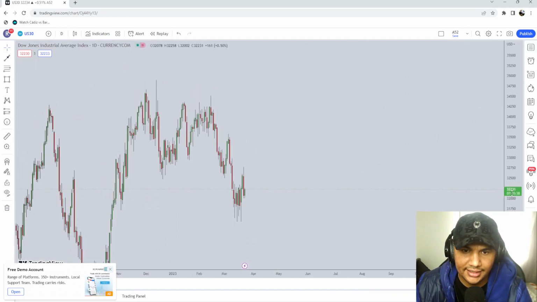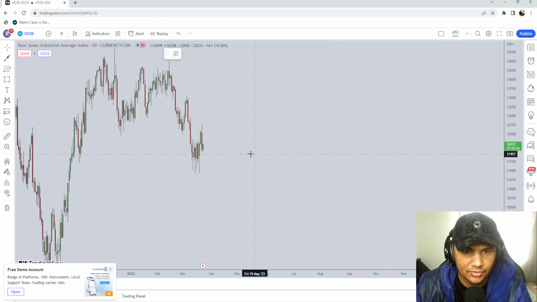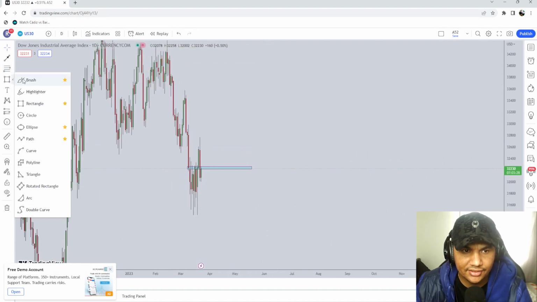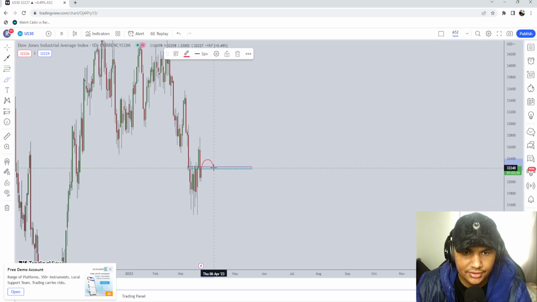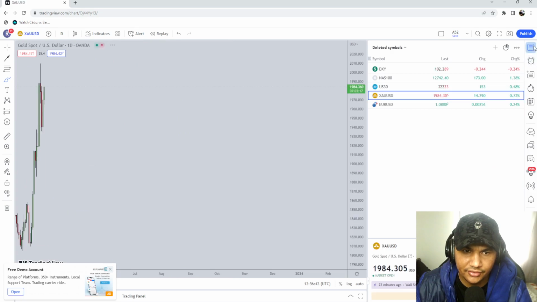Next up, we've got the Dow Jones. The Dow Jones also moved up higher today. However, I'm not 100% convinced over here. But if the Dow Jones does want to go higher, I would expect a break and daily close above this level, and then a continuation higher. Alternatively, I just expect the market to continue lower, to continue this consolidation phase over here.